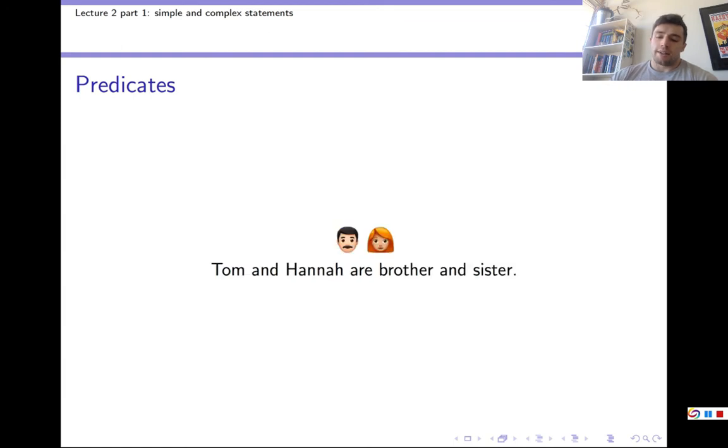On the other hand, let's look at this sentence. Tom and Hannah are brother and sister. Now here the characterizing expression is "are brother and sister." This expression describes a relation about the two individuals, Tom and Hannah. So we'd say "are brother and sister" is a two-place predicate, or sometimes called a binary predicate.